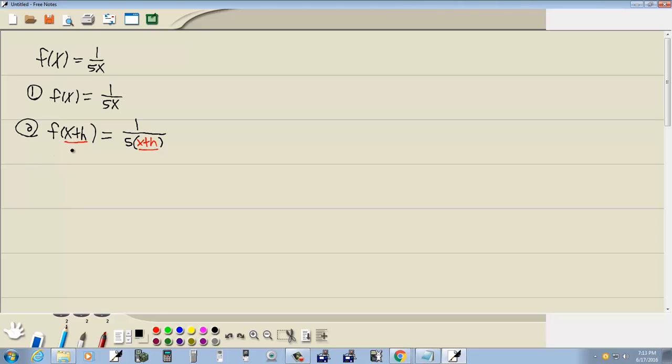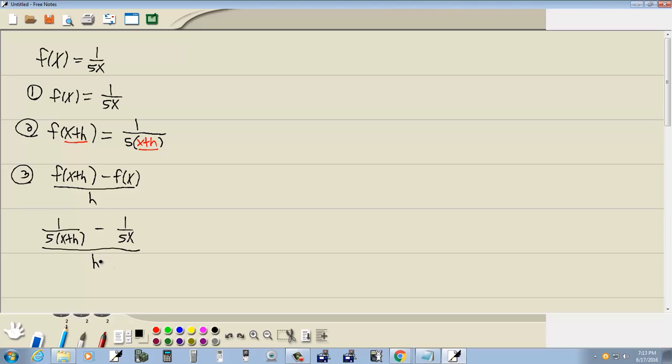Now step 3, and we can multiply the 5 through actually. Leave it there. Either way it'd work actually, but this way it might be a little bit easier. Now we're going to plug it into our formula. So we got f of x plus h minus f of x over h. So f of x plus h is 1 over 5 times x plus h minus f of x, which is 1 over 5x, all over h.